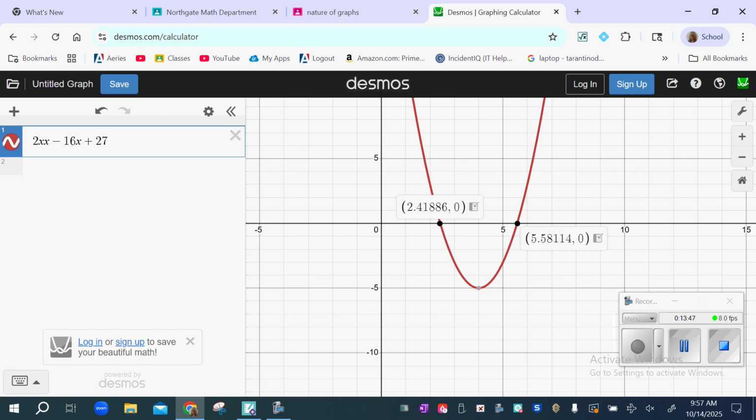How about this one? Am I going to make it 5.5? No, I'm going to go 5.6 because I am not an idiot and I know how to round. Okay, those are the roots. We're not done yet.